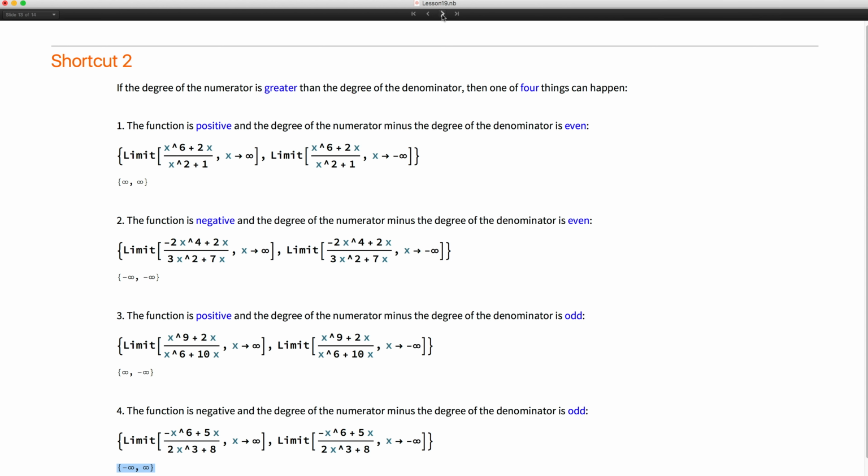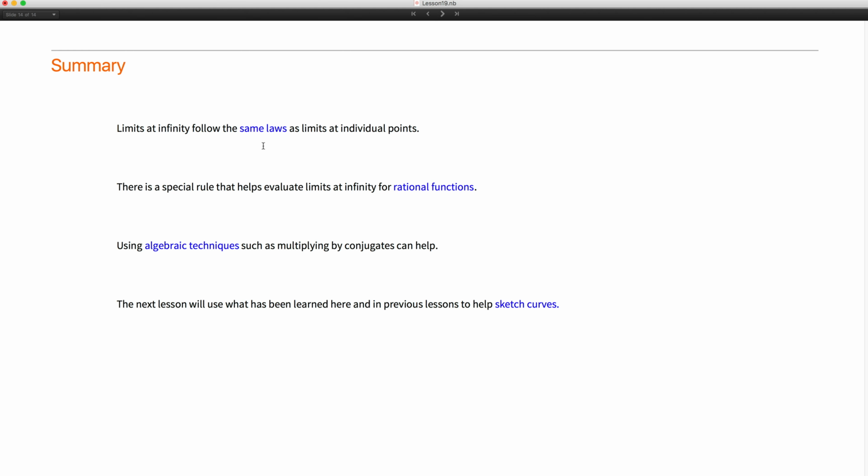So that's the end of this lesson. But the main point to note is that roughly the same laws hold for limits at infinity as they do at individual points, but you have to be a bit more careful. There is a special rule which we saw early on for rational function limits at infinity. Sometimes you may need to use a bit of algebra to tackle cases where there are radicals, and then multiplying by conjugates might help. And in general, it's really as easy to work at infinity as it is at finite points.